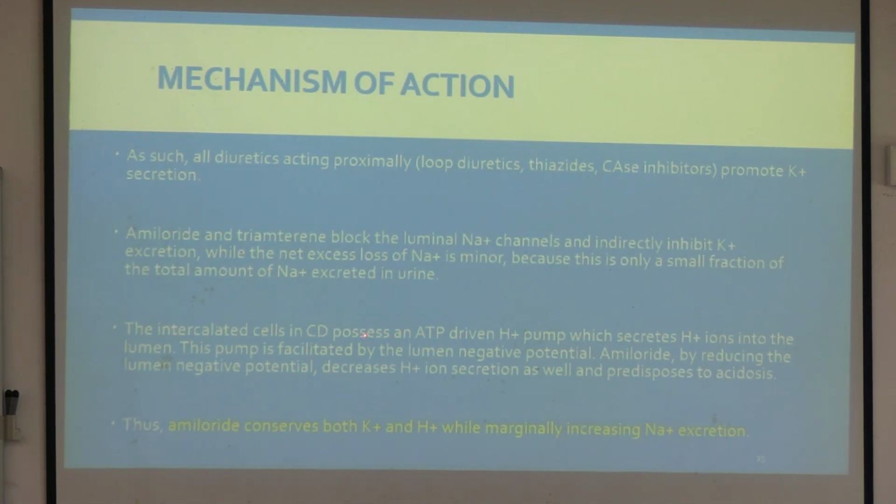The intercalated cells in the collecting duct possess an H plus ATPase enzyme that is secreting H plus ions by taking in sodium ions. This pump is facilitated by the lumen negative potential. Amiloride, by reducing the lumen negative potential, also decreases H plus ion secretion and predisposes to acidosis. Thus, amiloride conserves both potassium and hydrogen ion while marginally increasing the sodium excretion.